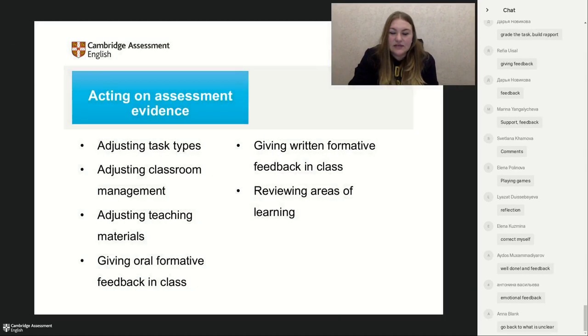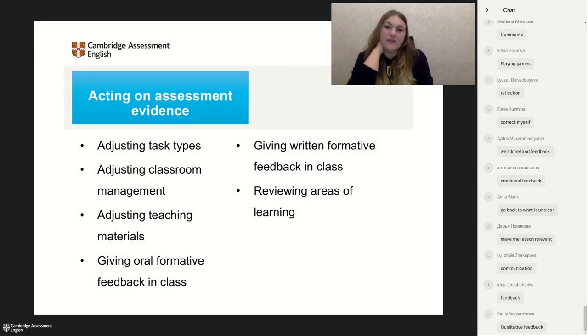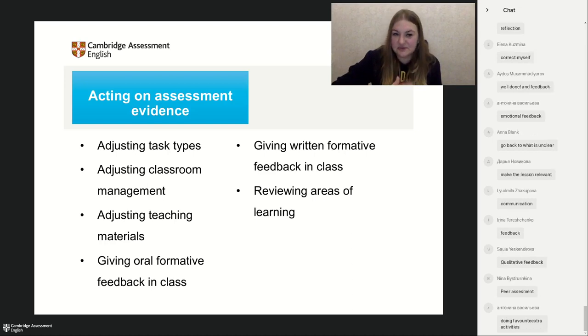I put here the main things with you, which you can find in most of the books. So they're adjusting task types, adjusting classroom management, when you have several groups, yeah. Not all of the classroom rules work for all of the groups, yeah. For some group, it works. For another group, it will never work.